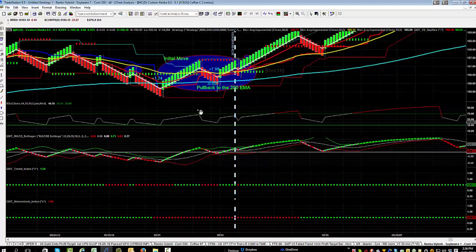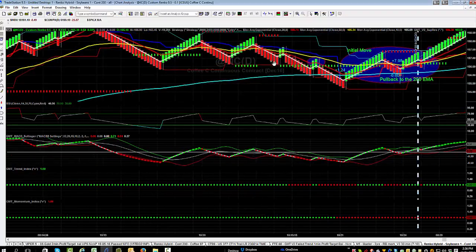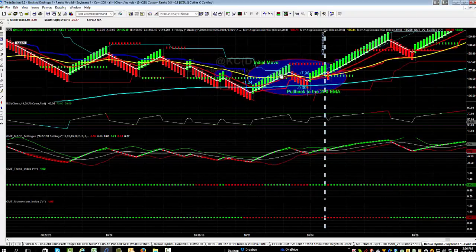Remember that what we're looking for in these setups is an initial move above or below the 200 period moving average, and that has to come off a previous trend. So we had a previous long trend, and then we've got price moving down to the short side. That fails, and then we have a push back up to the long side. So this is a great opportunity for us to get a potential trade setup.